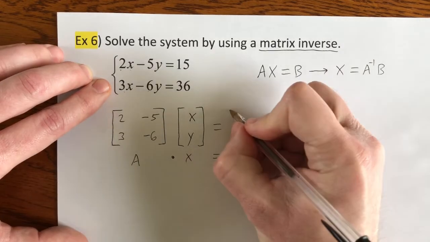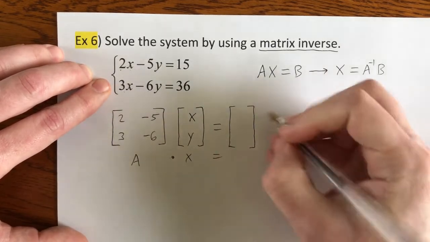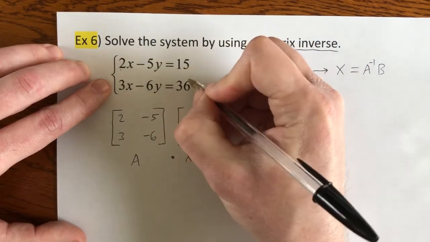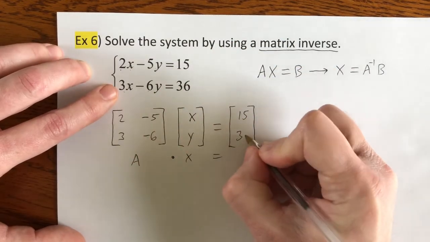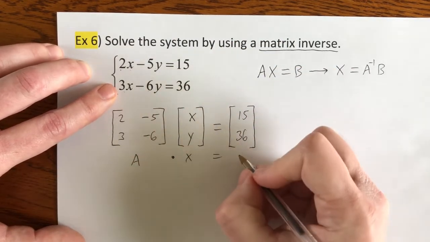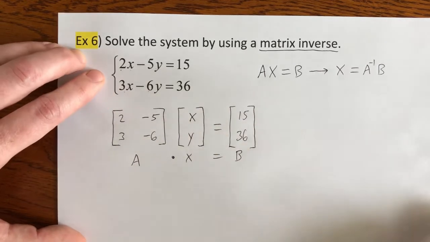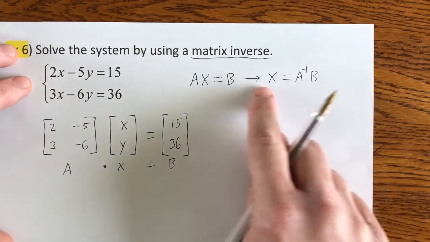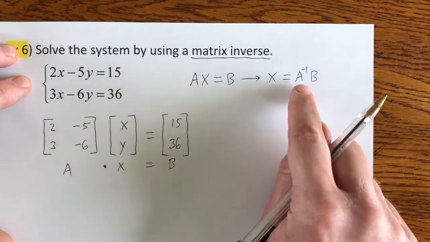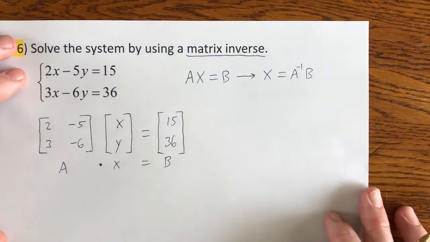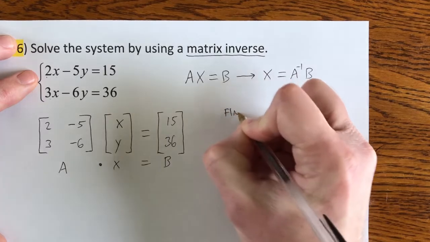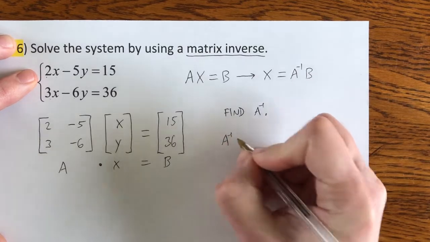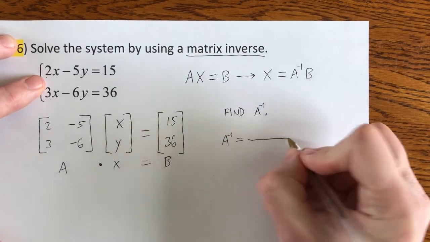Then we're going to set this equal to what? Our column of constants. In this case, the two numerical values that these two expressions are set equal to, 15 and 36. This is the same as matrix B. What I'm trying to come up with is matrix X, which means I have to determine the inverse of matrix A. So that's what I'm going to find right now. Let's review how to do this using the determinant.